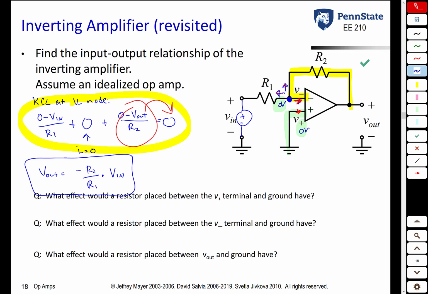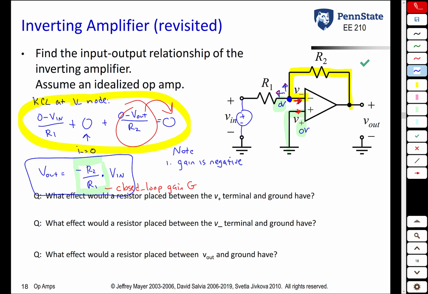A couple things to note about this equation. First off, note that the gain is negative. The gain is this term here. This is the gain, and it's a closed loop gain, so we call it G. So the first thing we note is the closed loop gain G is negative.